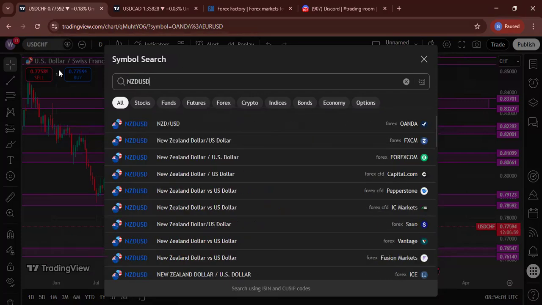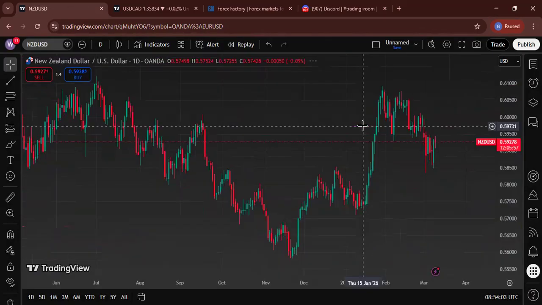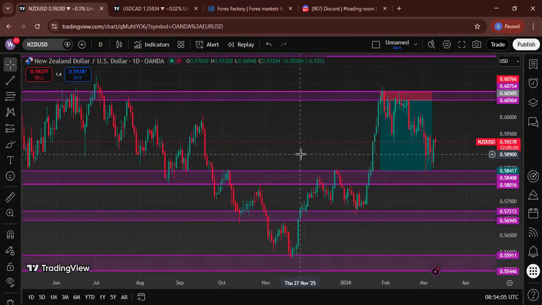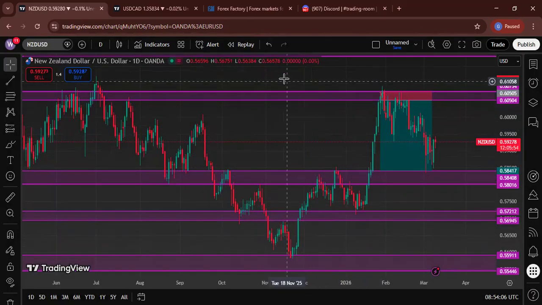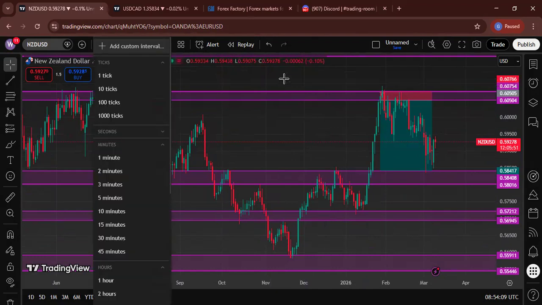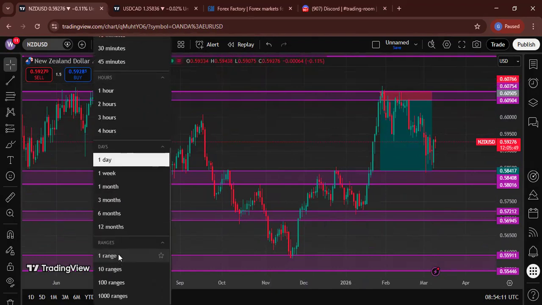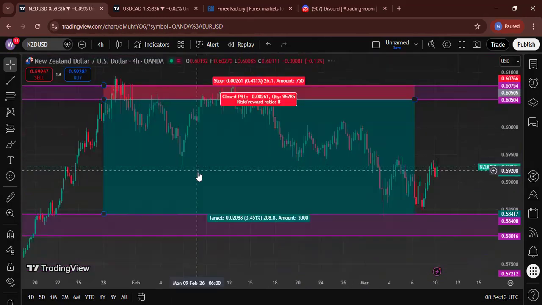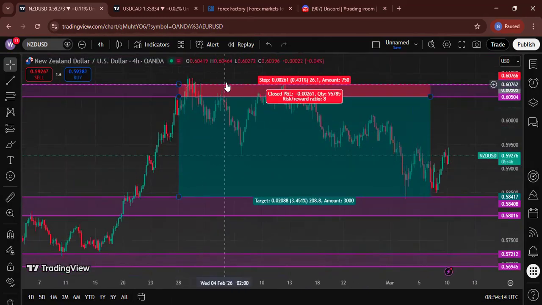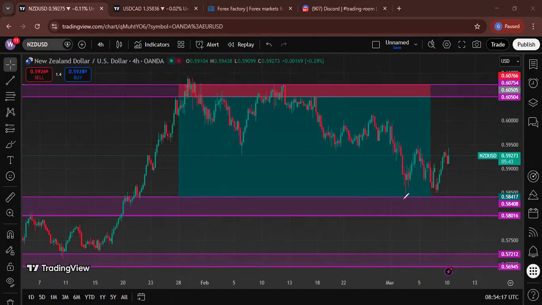For NZD/USD, this is what you have. Again, I can say this was the zone that you have on the daily time frame. Let me go first to the 4-hour, then we come back to the daily. This one, our target was hit, 0.58400. This was a swing that we've had for about 3 or almost 4 weeks now, from the 9th of February here to the 9th of March yesterday.